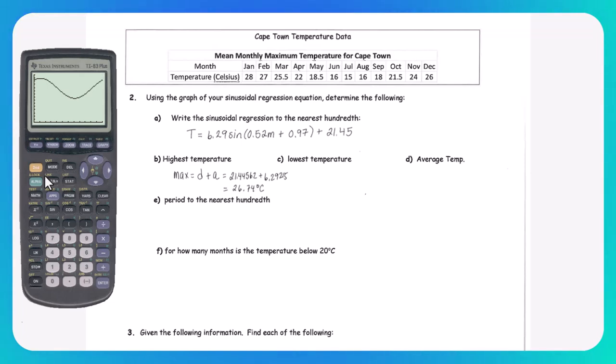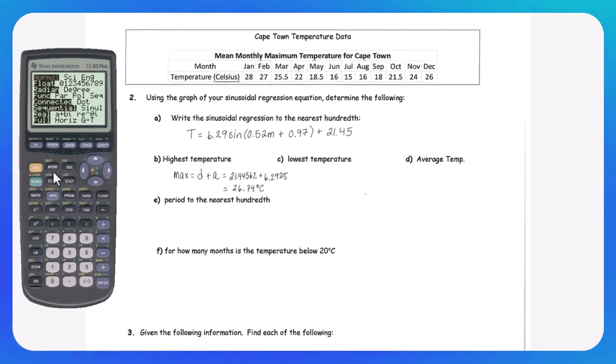There we go. So we could also use the max feature on our calculator. So we're going to go second function trace, and this time 4 for max. So we head on up. We have to go to the left side of the maximum first. Now it's a little hard to see because we didn't put our Y up as much as probably we should have. We can go back and fix that.